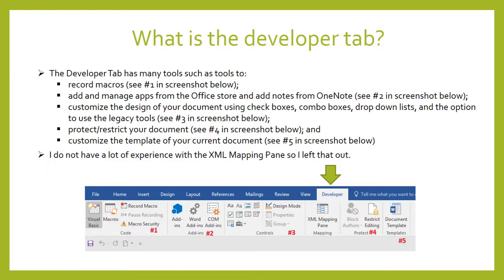You can see from the items in number one in the screenshot below what's available. Add and manage apps from the Office Store and add notes from OneNote. See number two in the screenshot below. Customize the design of your document using checkboxes, combo boxes, drop-down lists, and the option to use the legacy tools with date pickers. See number three in the screenshot below.